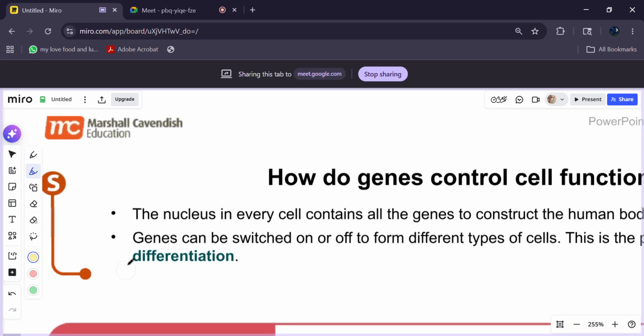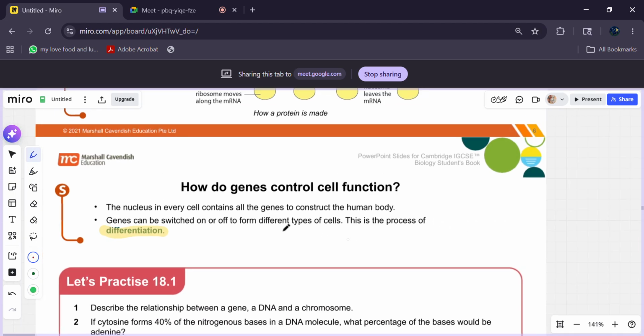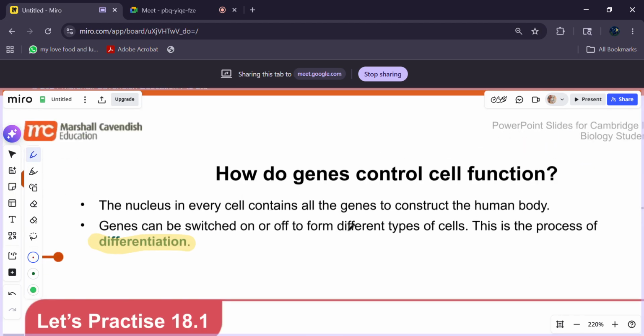So this is something you should also memorize for your IGCSE. They're explaining that since there are different types of cells in the human body, a gene can be switched on or off. And if only a muscle gene was to switch on in a cell, the cell will become a muscle cell. And it will be the same for the nerve cell genes. If they're switched on, a nerve cell will be produced, and so on.